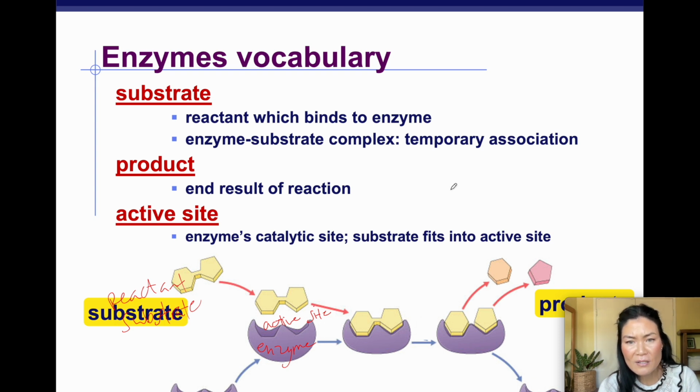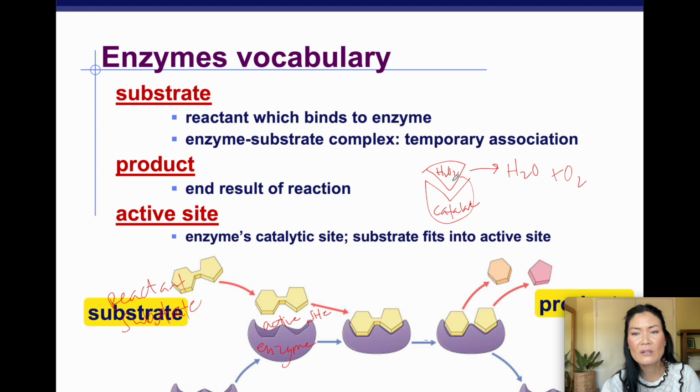So in regards to catalase, let's say catalase looks like this, okay? Hydrogen peroxide, H2O2, fits in, and remember the chemical reaction? It's going to turn into water and oxygen gas. So catalase is going to break it apart and turn it into water and oxygen gas. And we're breaking bonds, right? We're breaking bonds. So this is a catabolic reaction.